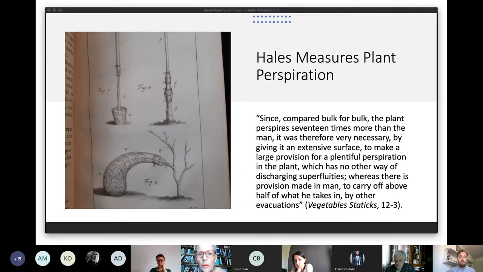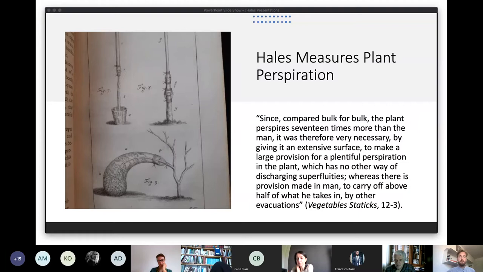Hales accounted for the excess perspiration in humans quite traditionally, with reference to the fact that human bodies are much hotter than the surrounding air, unlike plants, which are roughly air temperature. Once these differences in body heat are taken into consideration, Hales stressed that the perspiration of plants and animals broadly corresponds, and using Keill's results, he calculated that this meant the plant imbibed 17 times more fresh food than the man. So where did all of this lead Hales?